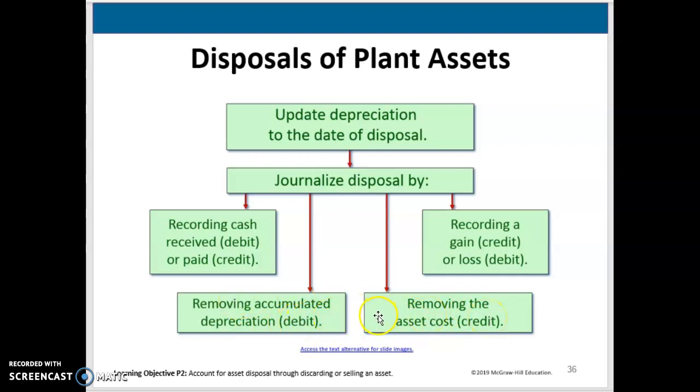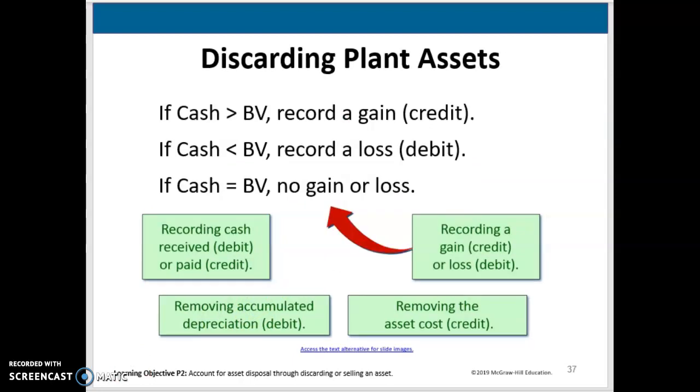So we're not just removing the asset from the books, we're also removing that accumulated depreciation that went along with it. So accumulated depreciation has a credit balance, so to remove it, we're going to debit. Our asset has a debit balance, so to remove it, we're going to credit the asset. And then we have to look at some other factors to determine if we're getting money, if we have to pay out money, if we have a gain, or if we have a loss.